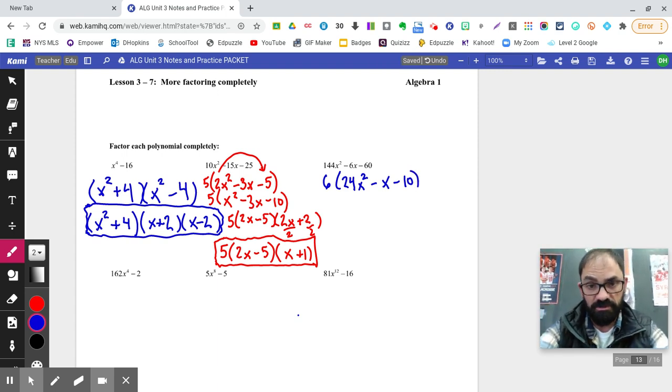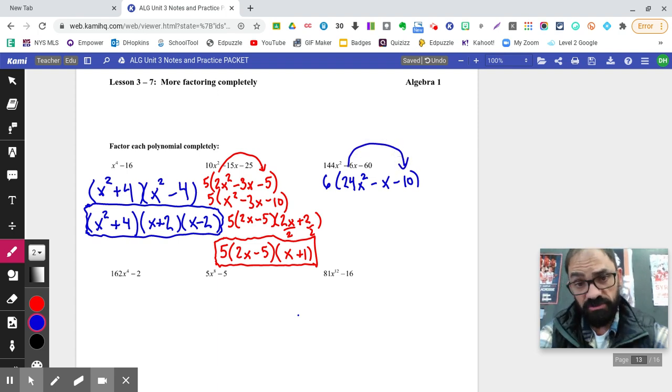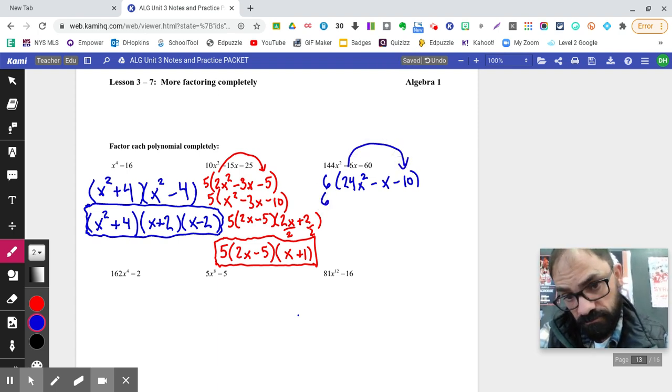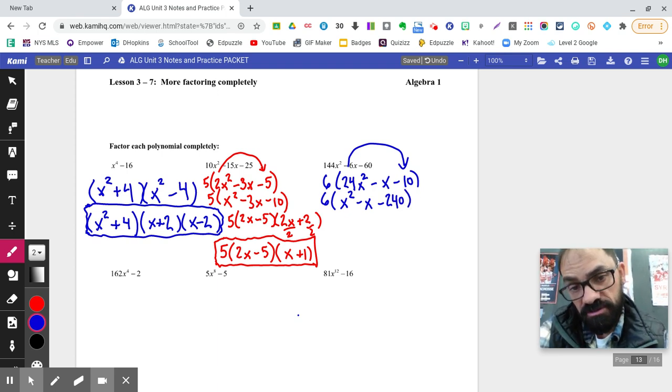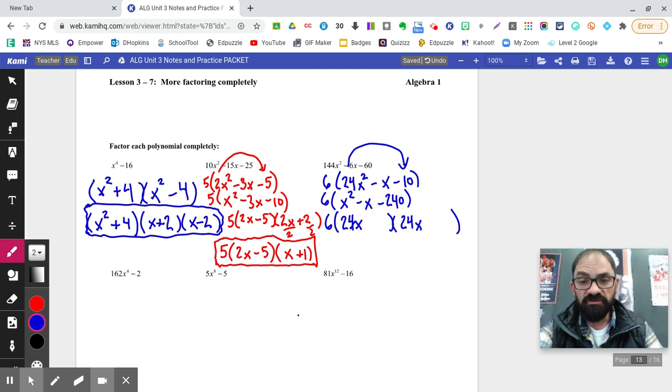Wowzer, this is going to be a big one. So if I multiply that leading coefficient to the end, so I need factors. Oh, hold on, let's see here. 24x. So I need factors of 240 that add to get the middle term right here, which is negative 1.